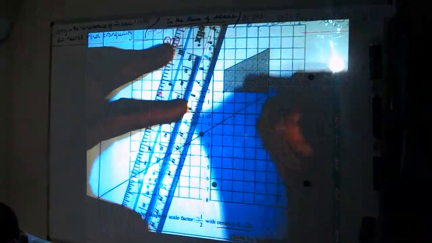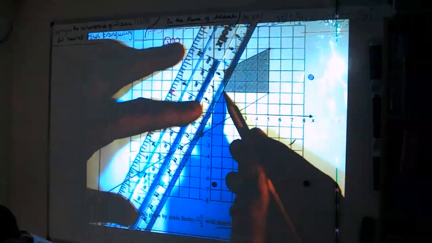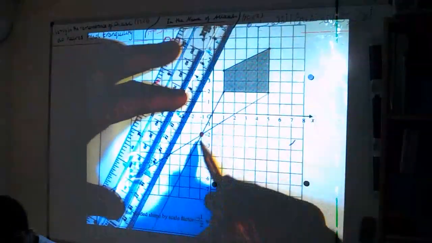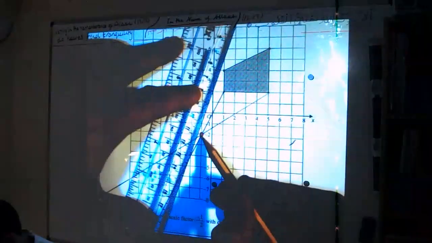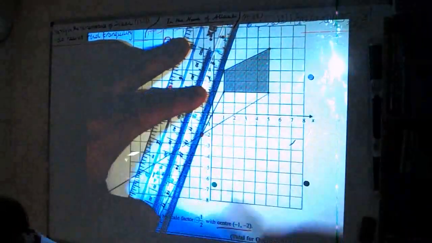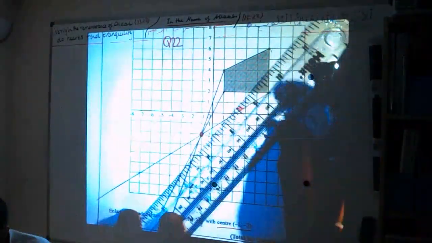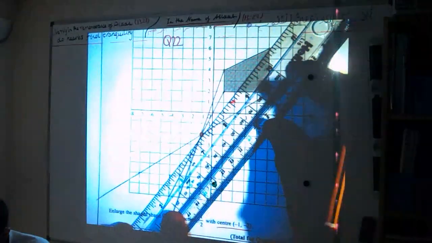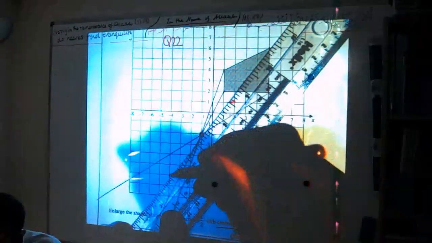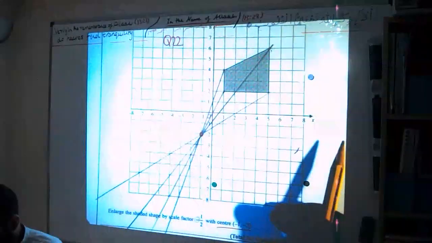So each point on our original shape. So this one here, going through here, and the same for the top one over here. That goes through there, and then our top point over here. So that top point going through the centre. There.